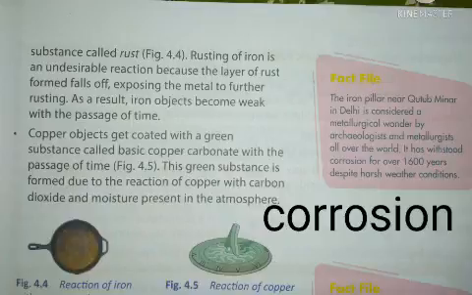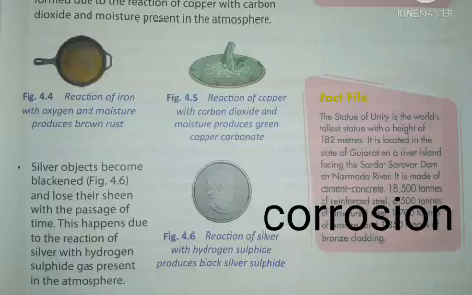As you can see in the pictures, the reaction of iron with oxygen and moisture produces the brown rust, and the reaction of copper with carbon dioxide and moisture produces the green copper carbonate. And the reaction of silver with hydrogen sulfide produces black silver sulfide.